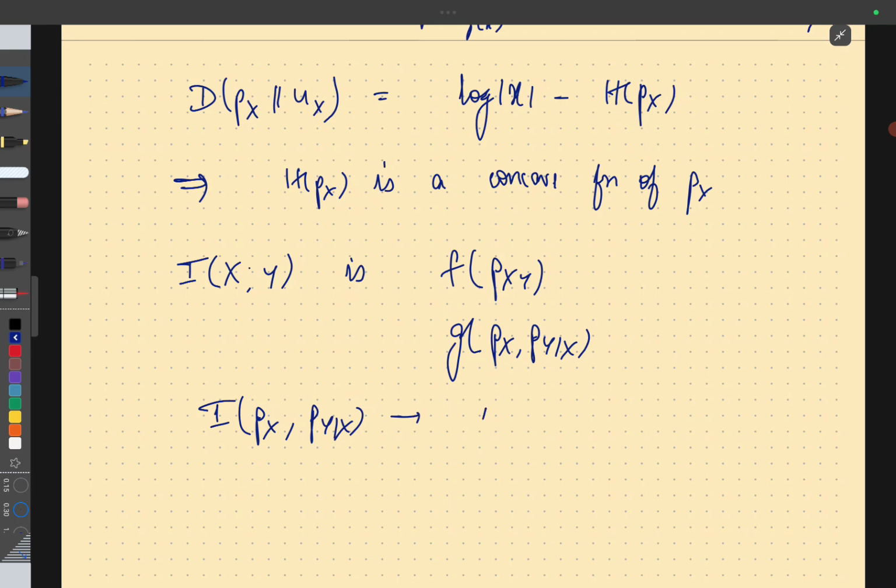Alright? So if I write the mutual information as a function of Px and Py given x, this is a convex function of Py given x for fixed Px, and it's a concave function of Px if I fix Py given x.